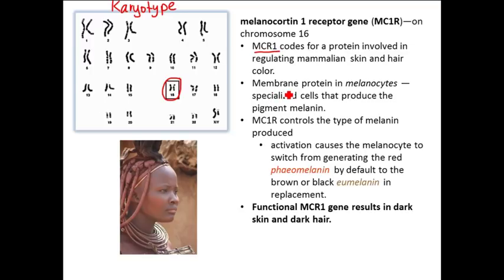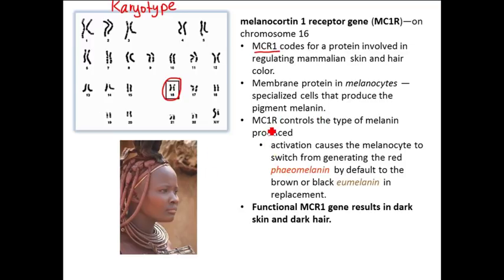It codes for a membrane protein, so it's a protein that is stuck into the membrane in these specialized cells called melanocytes. Melanin is the pigment that is going to be controlled, and cyte is just a word for cell. So these are just melanin-producing cells. Okay? These are specialized cells that produce the pigment melanin.